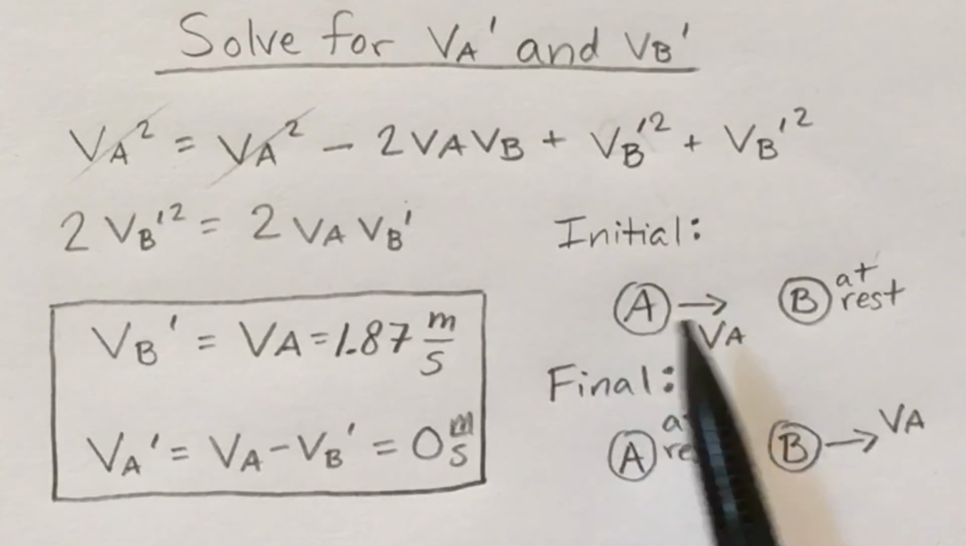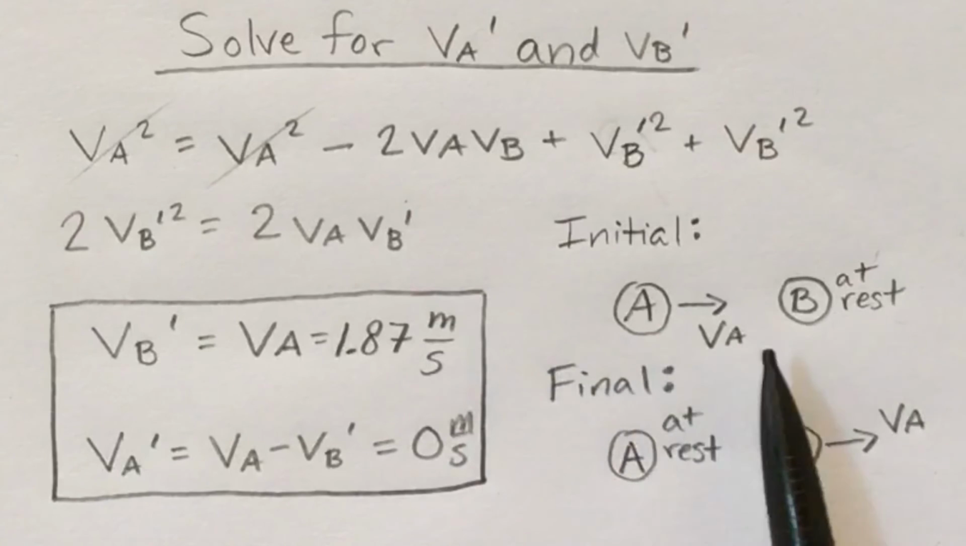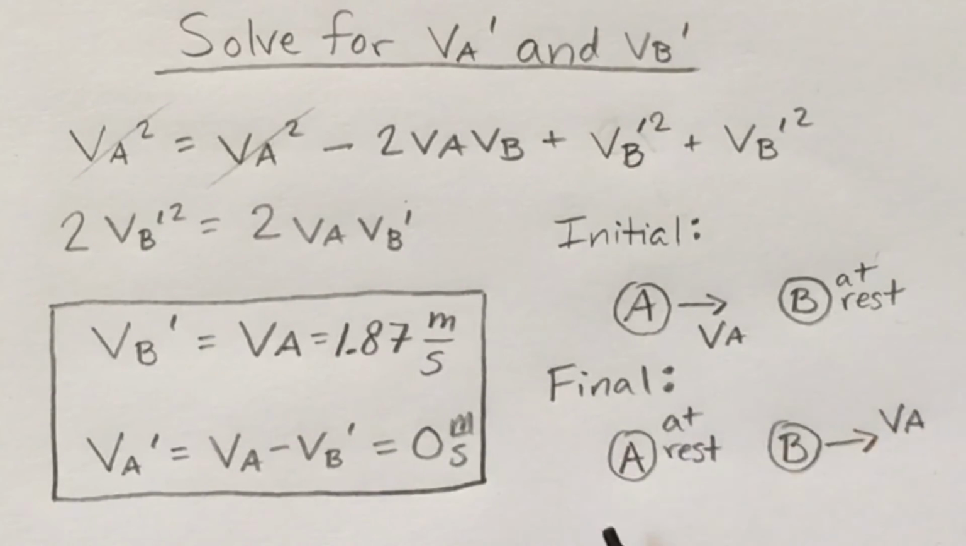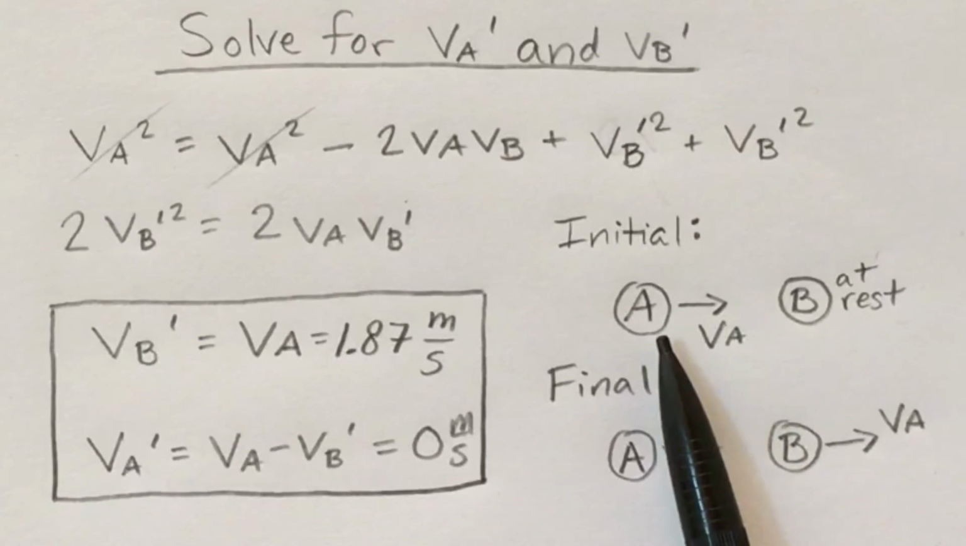So what happens is initially ball A comes in with a velocity VA and ball B is at rest. Then after the collision, ball A is at rest, and now ball B continues on with that same velocity that ball A had initially.